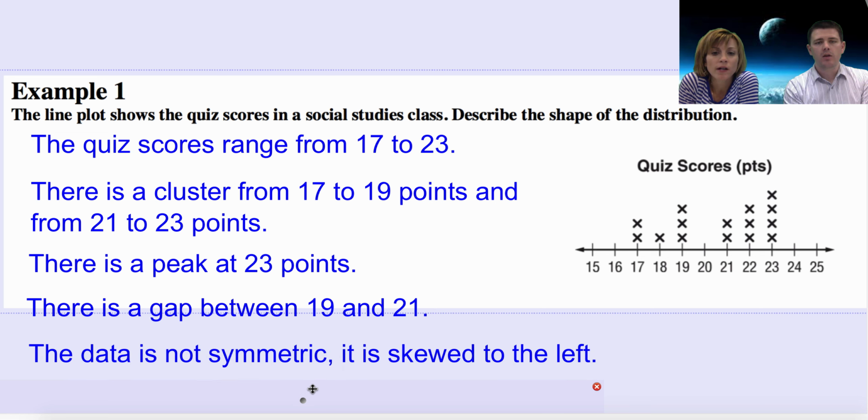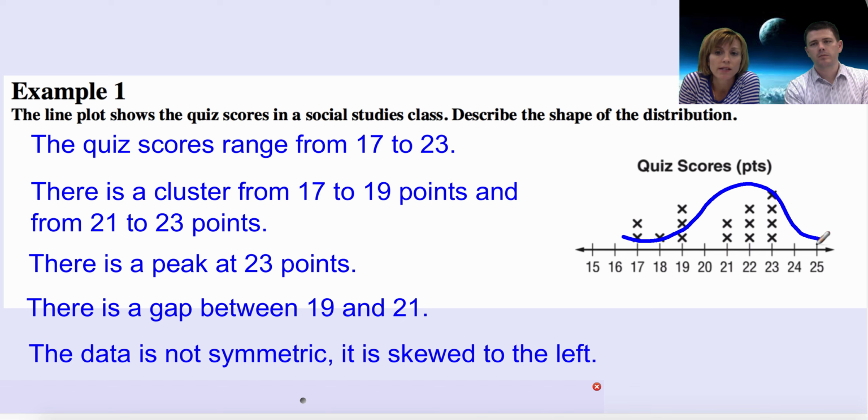And finally, we need to talk about our data being symmetrical or not symmetrical. It doesn't have the same on each side, so our data is not symmetric. And just like Mr. McKenzie just said, it is skewed to the left, which means it's farther apart on the left than it is on the right. And you kind of make that bell curve looking thing skewed to the left.